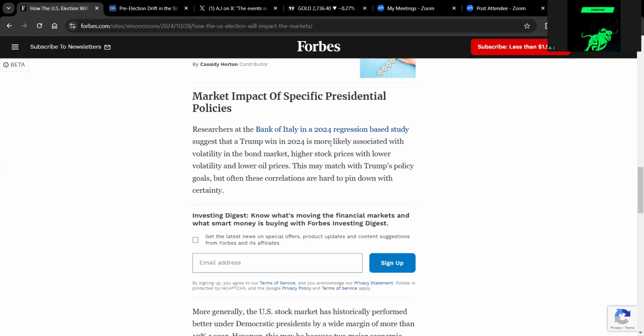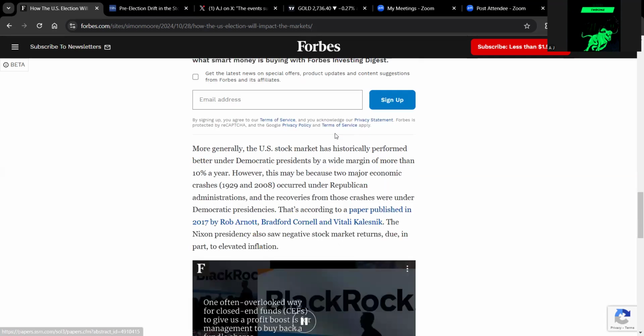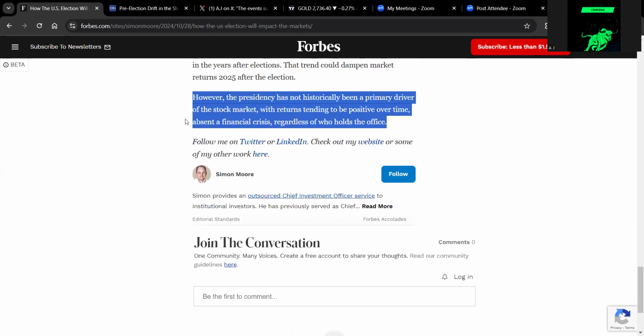The same thing in 2008, it was a Republican in office in 2008, and then following 2009 and the coming years, it was a Democrat, and the market was recovering. So you realize that the market was recovering during Democratic regimes, and not necessarily because it was the Democratic Party. So these two events, they kind of have a role. But the most important thing you need to understand from here is this. However, the presidency has not historically been a primary driver of the financial markets, with the returns tending to be positive over time, absent financial crisis, regardless of who holds office. So regardless of who holds office, the thing is going to be positive over time.